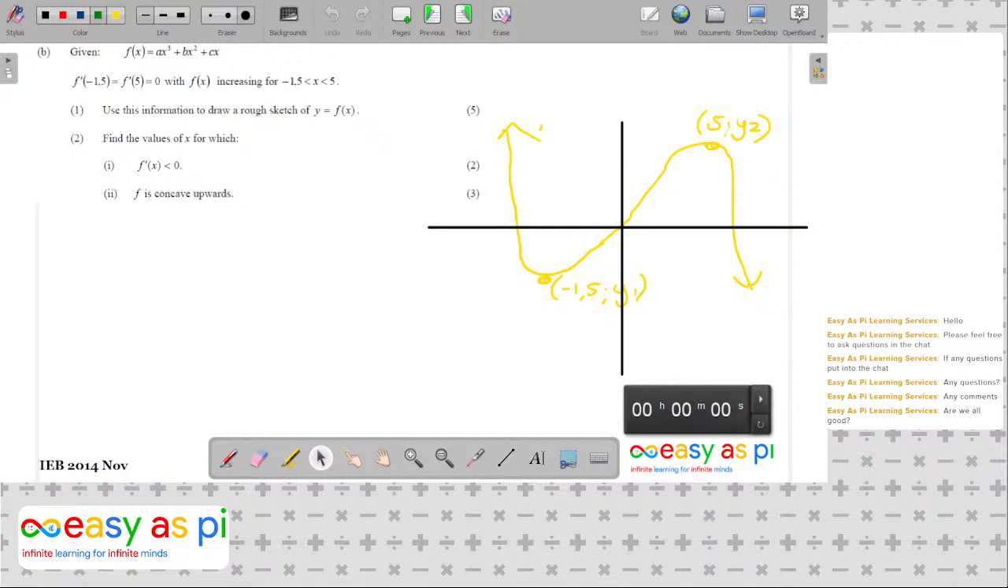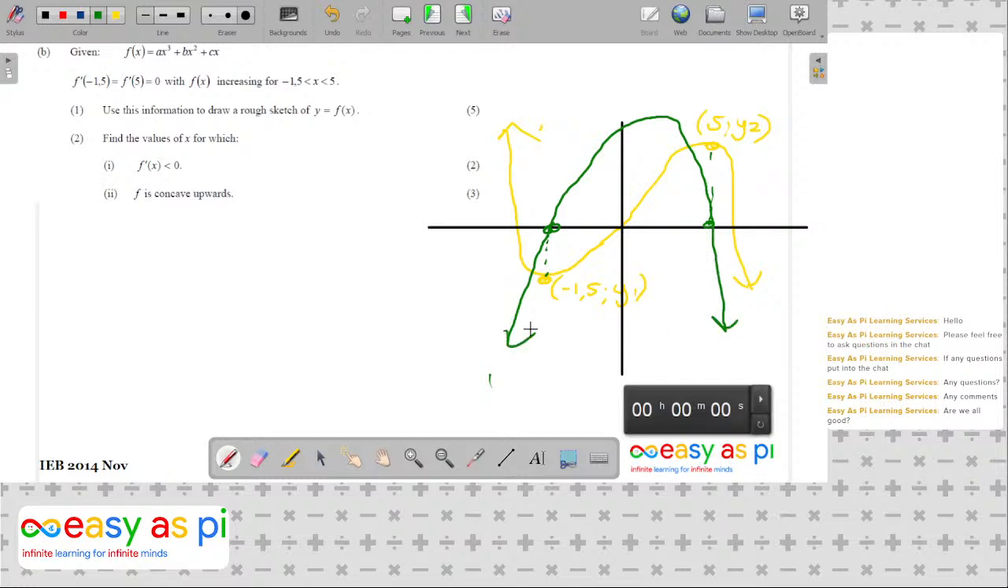Okay, so let's go through this one. Okay, so remember we're going to have to draw the parabola in this case. Now remember the parabola is going to be related to the turning points. We know this is going to be a sad face parabola.